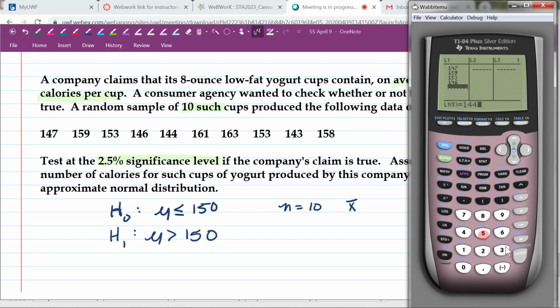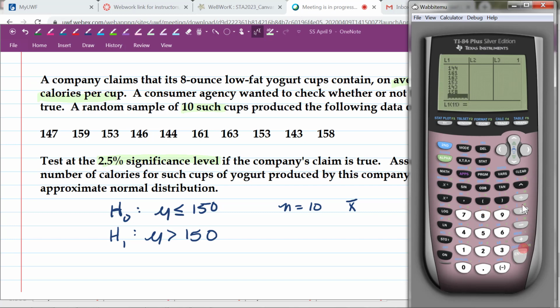144, enter. 161, enter. 163, enter. 153, enter. The nice thing about the TI-84 also is that you can see if you make a mistake and correct it. That is an advantage that you have with the TI-84 over the TI-30.